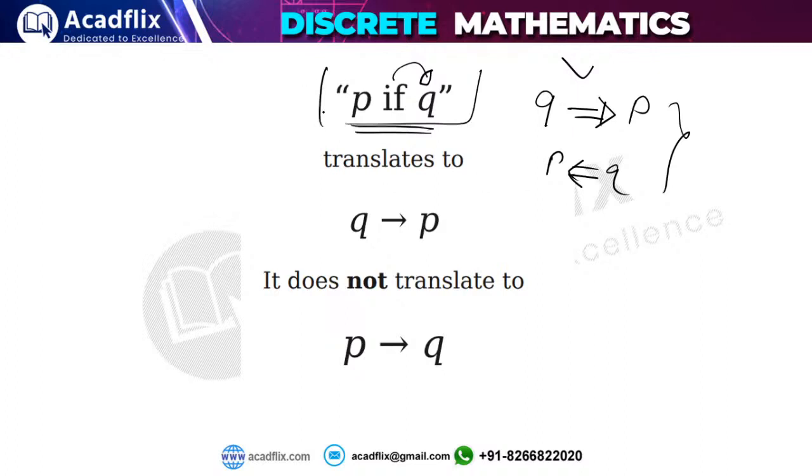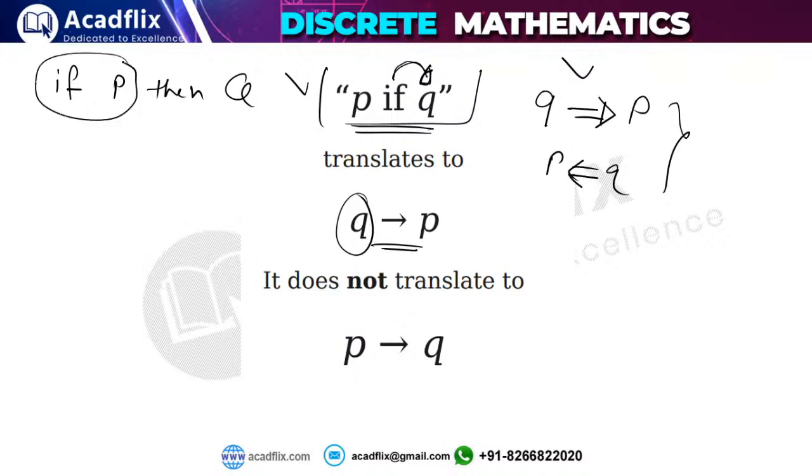So whenever we have this kind of statement, P if Q, this if is with Q, so this Q will go to the left hand side of the implication. So you will take Q implies P. You can very easily remember it by this fact: whenever we have a statement, if P then Q, then how do we write it? Because this if is applied to P, we write it like this: P implies Q. So this does not translate like this. This is the correct translation.